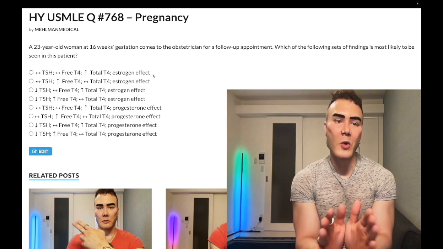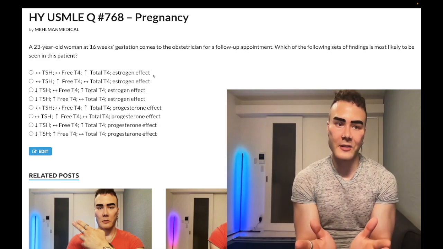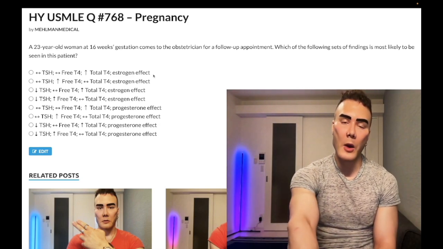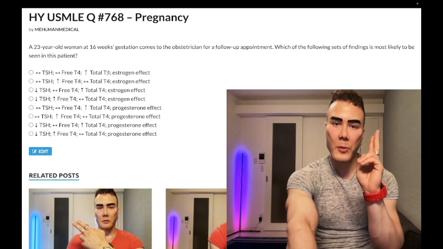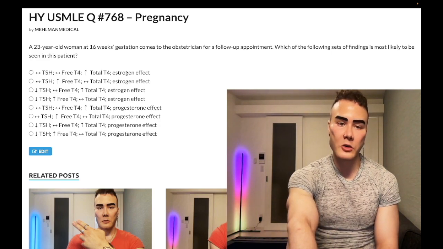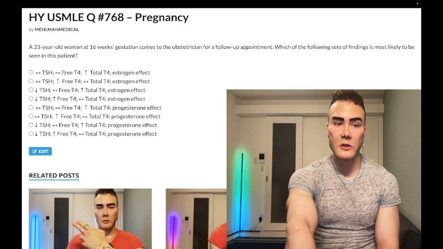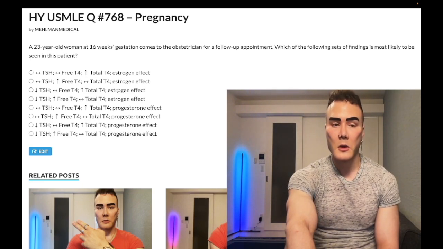So you don't need to know that whole transient mechanism. All you need to know for USMLE, if you get one of these questions, 2 points. Number 1, it's an estrogen effect, not a progesterone effect. The second point, you're going to choose no change TSH, no change free T4, increased total T4, okay?